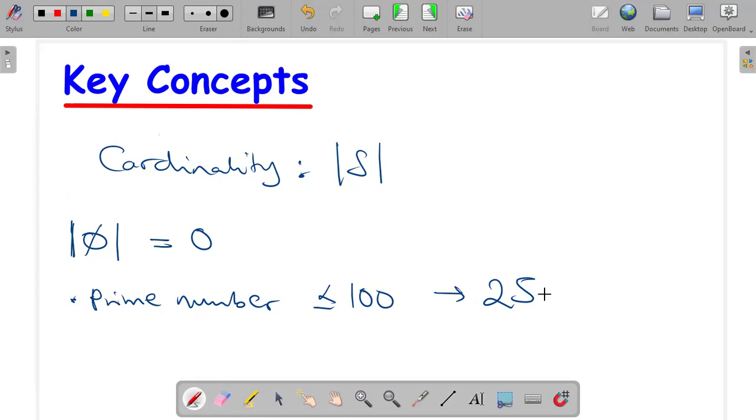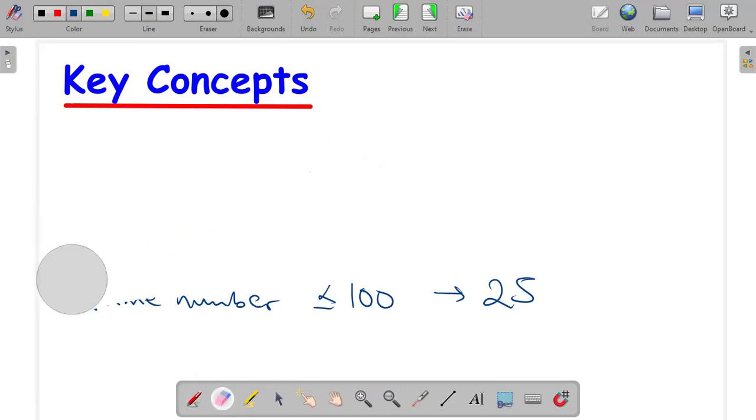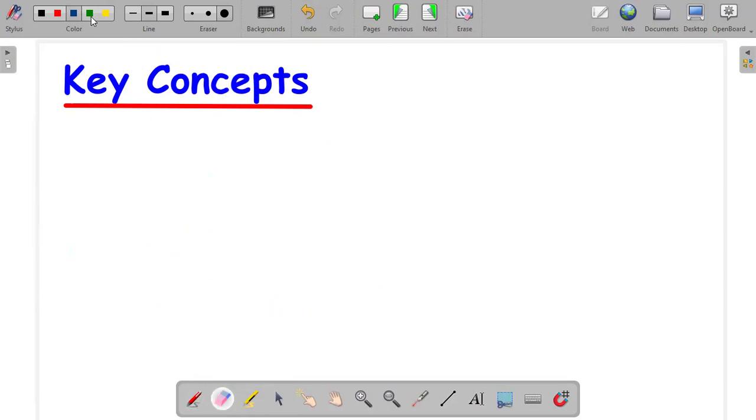Okay, so that is the concept of cardinality. The next term that we're going to define is the power set. So the power set, which we denote P of S like this, with S standing for any set, is the set of all subsets. This is a set containing all subsets.